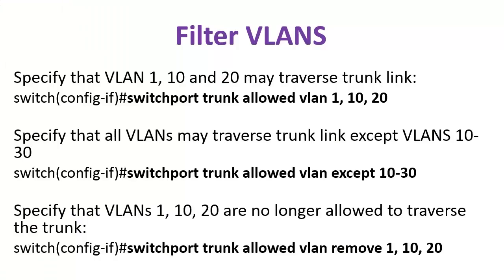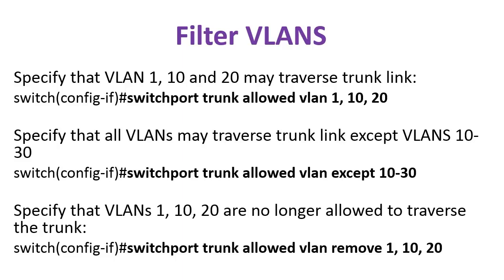So here's how you filter VLANs over a trunk. Specifically, use the switchport trunk allowed vlan command. For example, if you want to specify that VLAN 1, 10, and 20 may traverse the trunk link, you program switchport trunk allowed vlan 1,10,20. If you want to specify that all VLANs may traverse a trunk link except VLANs 10 through 30, for example 10, 11, 12, then you would program switchport trunk allowed vlan except 10-30.